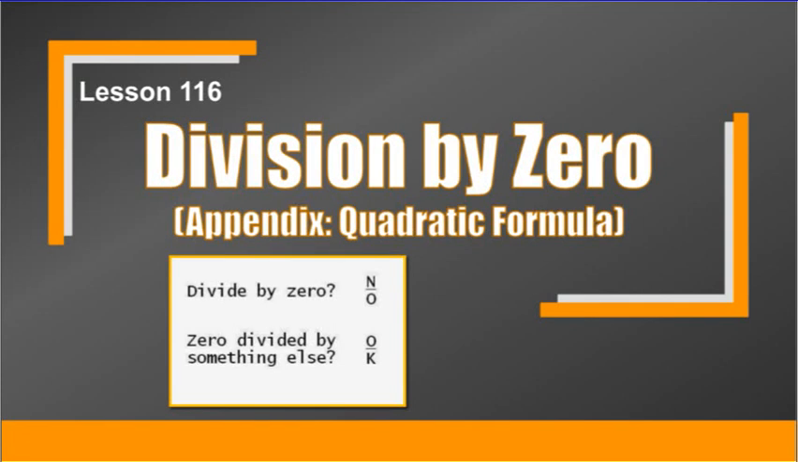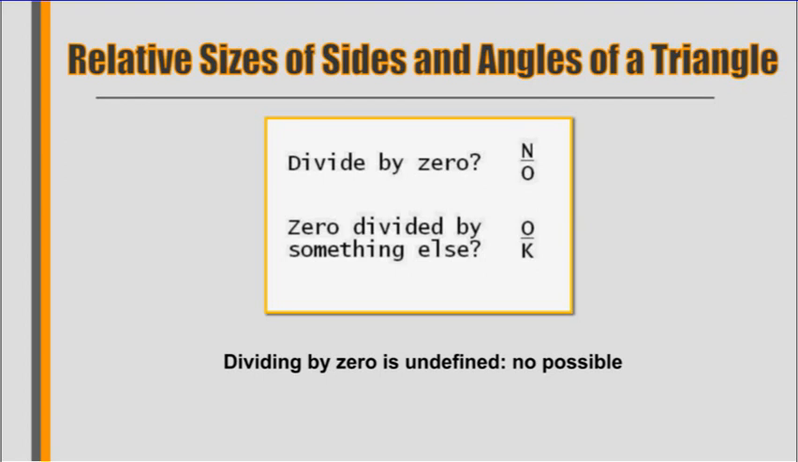Lesson 116, division by zero, and the appendix lesson, quadratic formula. Here we see division by zero, where if you write it as a fraction, n divided by zero, like a variable number divided by zero. You'll notice that it says no, so you can't divide by zero.